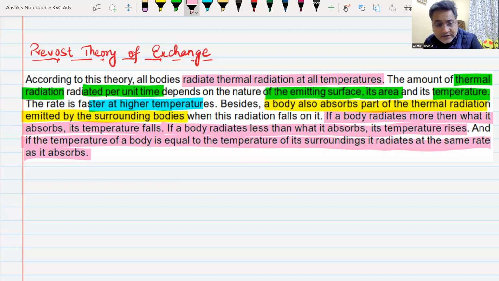This, my dear friend, is known as Prevost theory of exchange. Do we understand this? Yes, sir. Okay, first write this, then we will go ahead. The next thing that we are going to write is black body, Kali body.